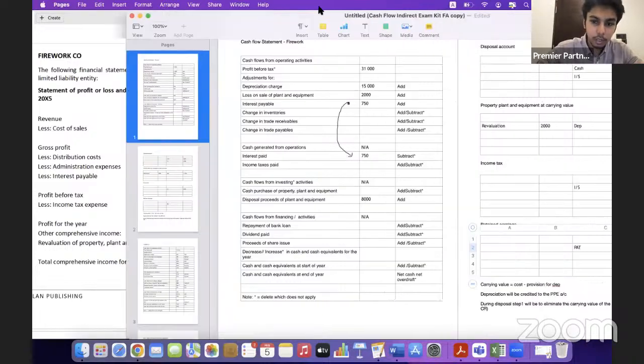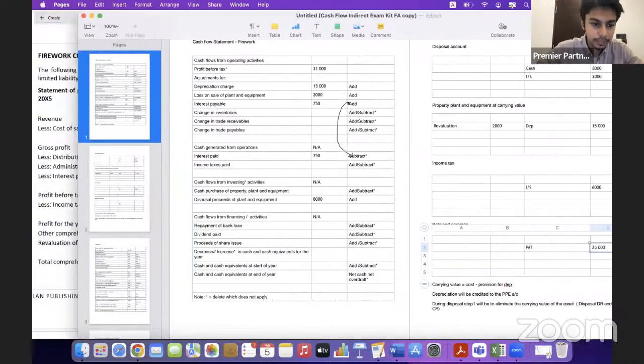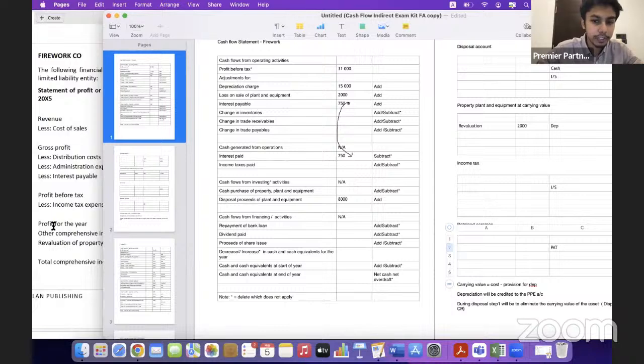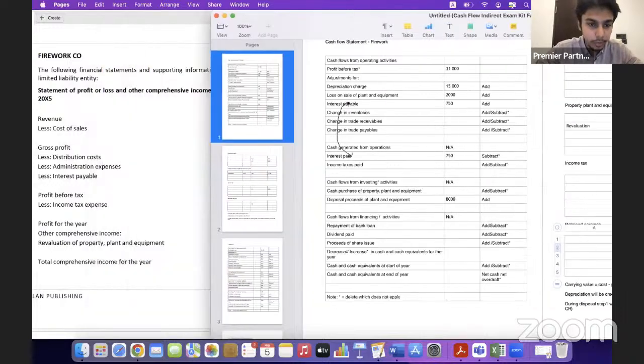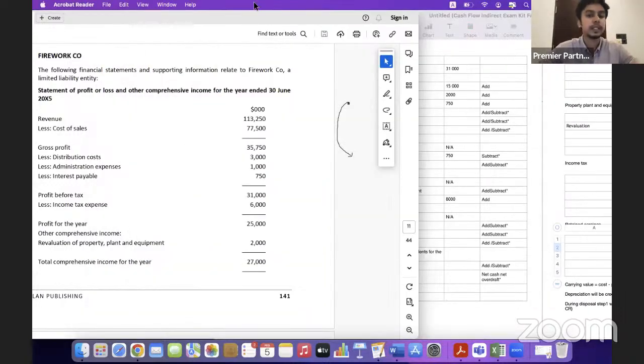Income tax expense, we copied it to our T account. Then, guys, on the other hand, profit for the year, we took it to the retained earning account. Revaluation, we are not marking on the cash flow statement, but we are marking it over here in the PPE account. So this is how we need to mark the first few numbers from the income statement. So guys, this is how you have to always approach cash flow statement.